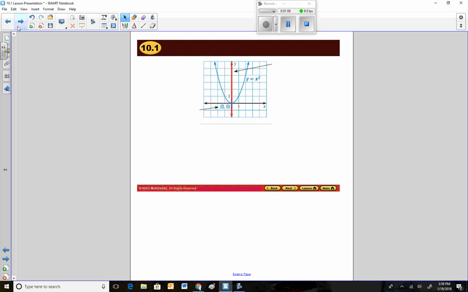Let's see what happens. Here's another picture of it. 0, 0 is the vertex. And if you draw a line right through the vertex through the middle of the parabola, that is called, let's write that down so you can write that into your picture, an axis of symmetry. So this line that goes right through the middle is called an axis of symmetry. And this point that's at the bottom of the parabola, that is called the vertex. So make sure you draw that into your notes.